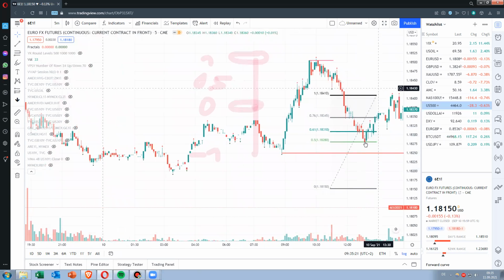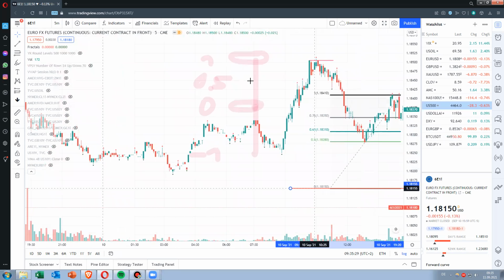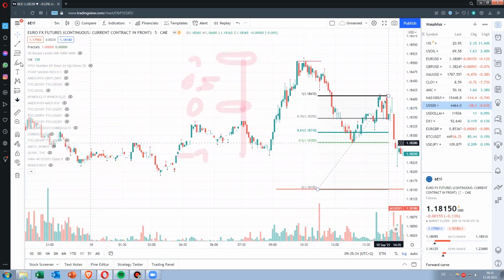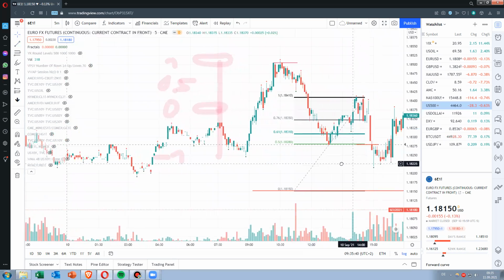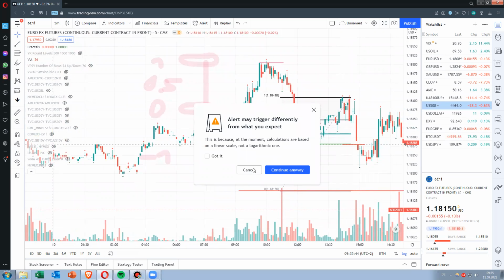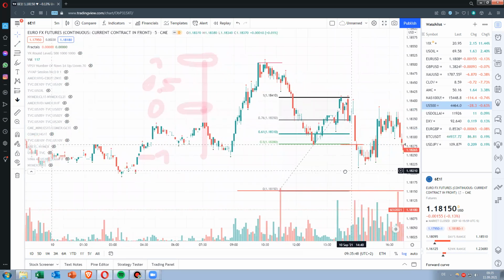So you're waiting for the 50 to break, and this is your target level. This is just put down, and look what happens. Price is breaking here. Okay, the next pullback I want to go short, okay? Because now you know, look, you get up. Alert may trigger differently from what you expect. Got it, okay.